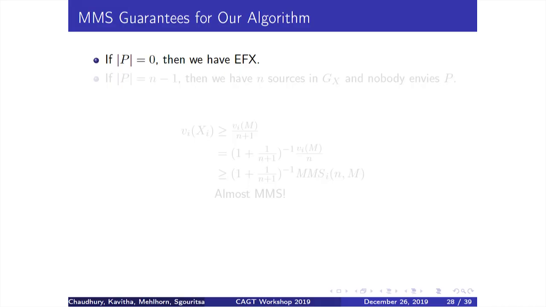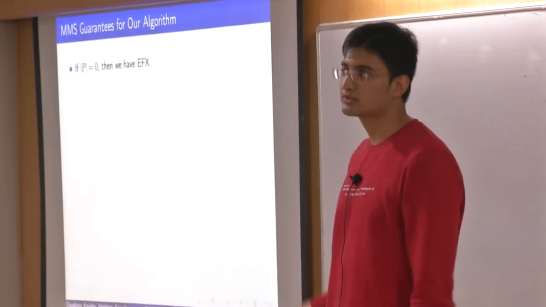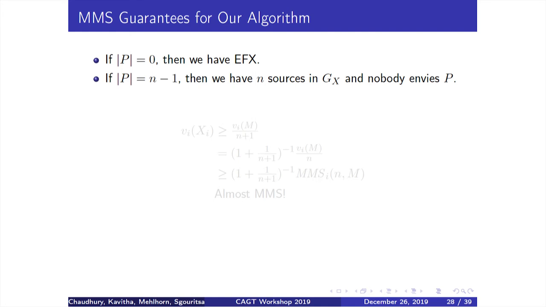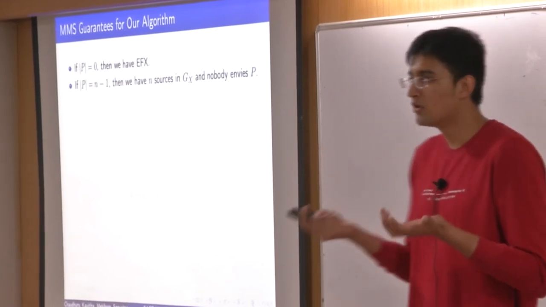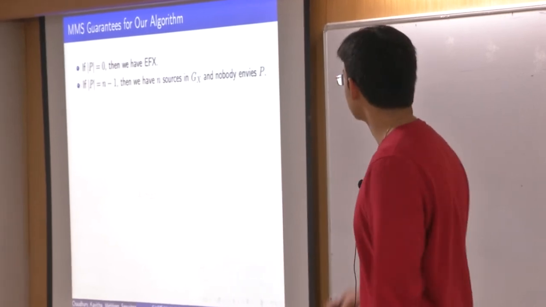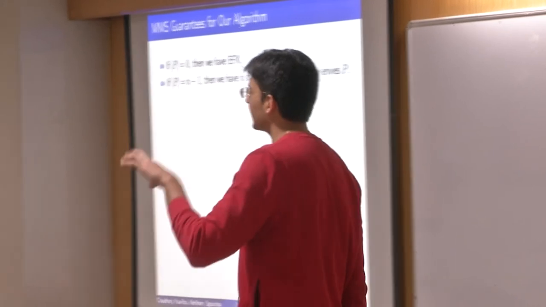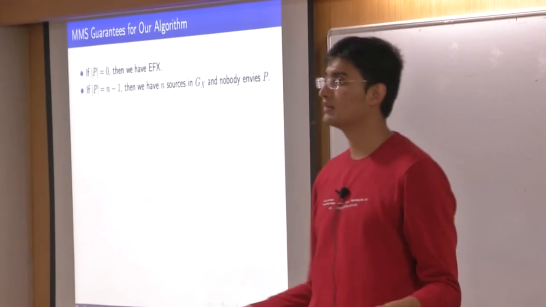Now, why did I mention MMS and all of these things? Let's look at our allocation. If the size of the pool at the end of our algorithm is 0, then we have a complete allocation, which is EFX. Let's look at the other extreme. If you have n minus 1 goods in the pool, then what can we say about the NV graph? We know that there are n sources in the NV graph, because according to our update rule U3, as long as we have more goods than the number of sources in the NV graph, I can still make progress. So you have n sources, and then there is this pool of unallocated goods, which also nobody envies.